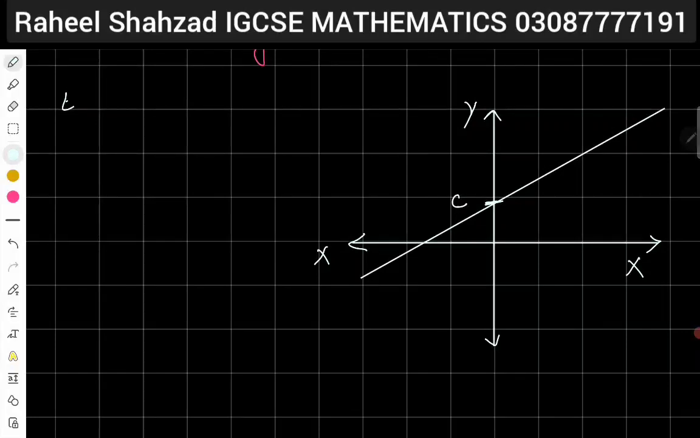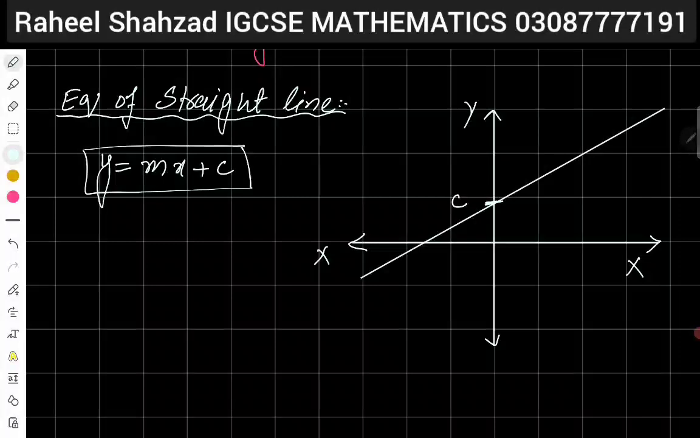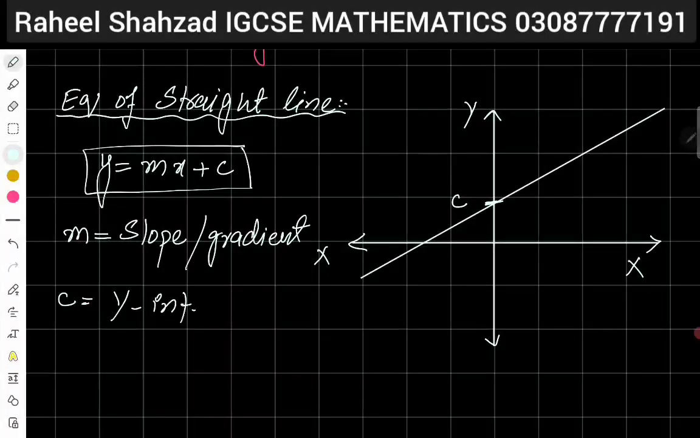So the equation of straight line is going to be y is equal to mx plus c, right? Y equals to mx plus c is equation of straight line where m is known as slope or gradient, and C is your y-intercept. Y-intercept is the point where any line cuts y-axis.